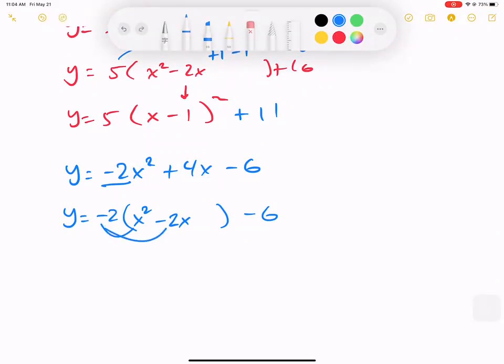Perfect. You can always double check. And I always double check because, you know what? I'm sometimes unsure. I make mistakes. You make mistakes, we all make mistakes.